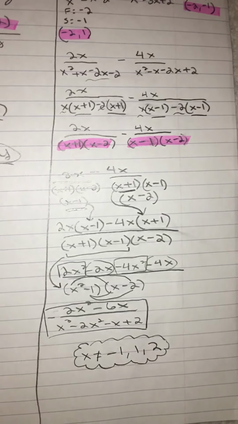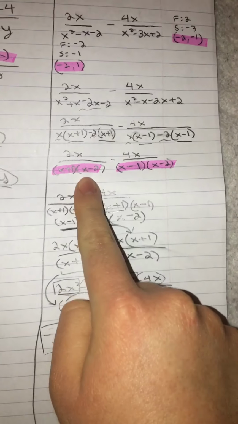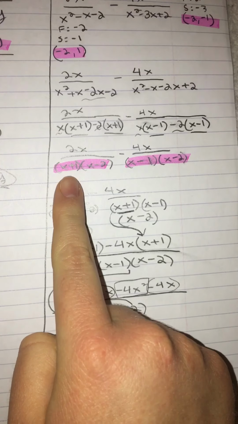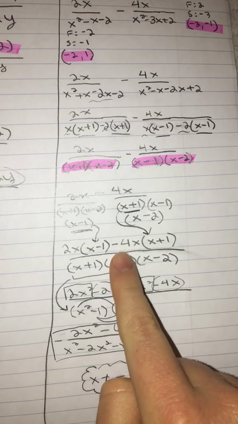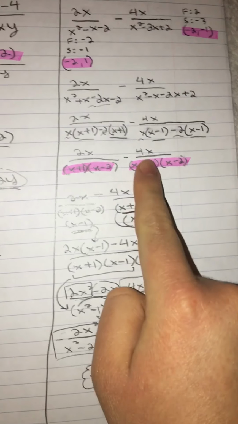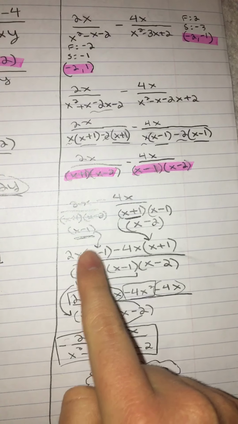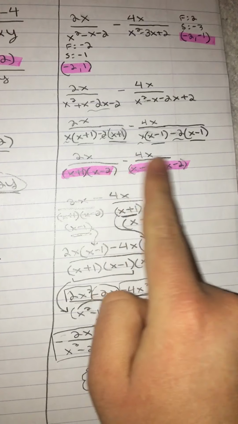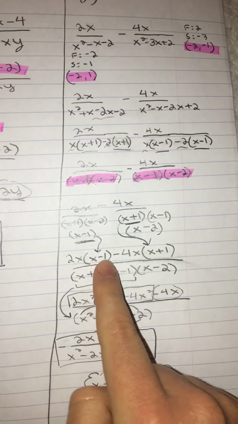So like I did for the other problem, I thought, okay, what does this side have that this side doesn't, and what does this side have that this side doesn't? So this side has a plus 1, and this side doesn't. So you want to multiply x plus 1, or negative 4x times x plus 1 in parentheses. And then this side doesn't have negative 1, and this side does. So you want to multiply the 2x times x minus 1 in parentheses.